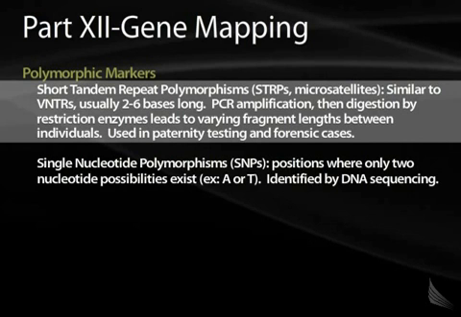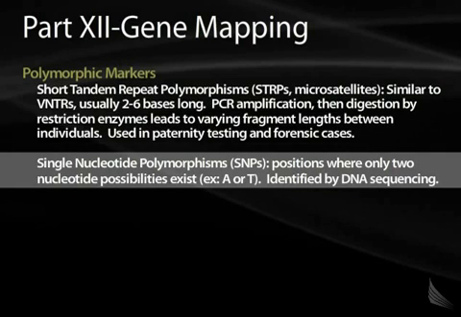Another type of polymorphic marker is the SNP, or single nucleotide polymorphisms, positions where only 2 nucleotide possibilities exist, for example, either an A or a T, and that's the only thing that can be there, and that can be identified by DNA sequencing.